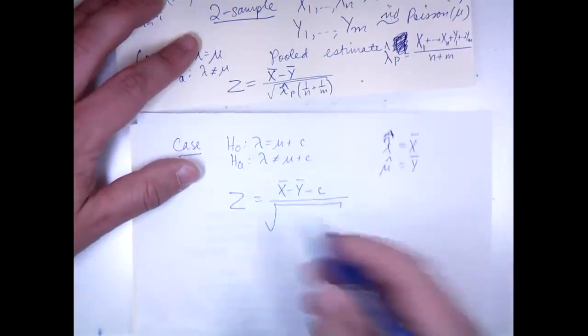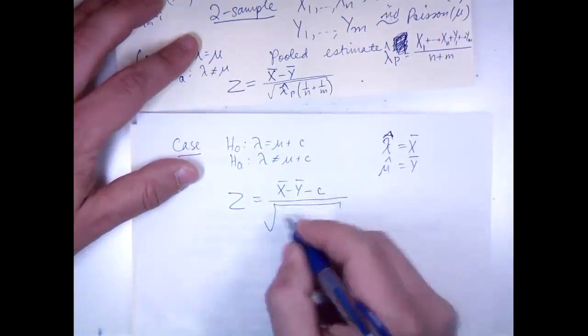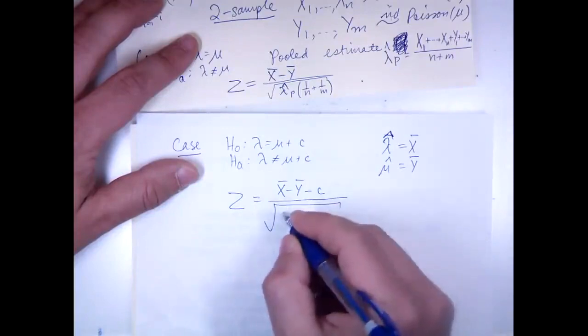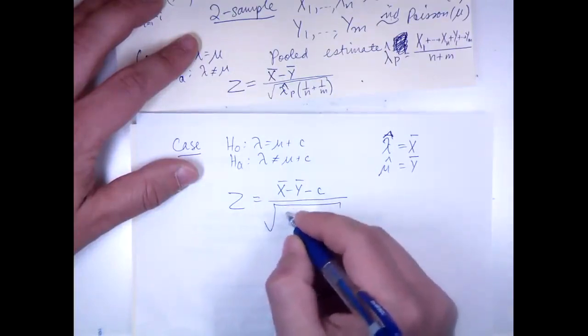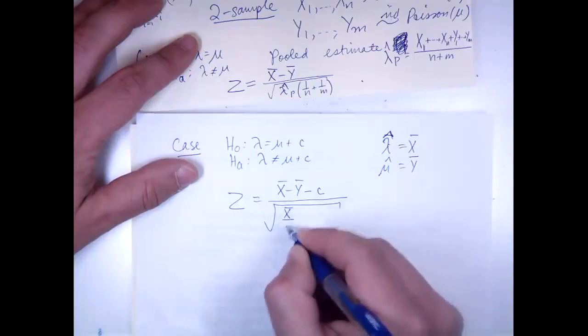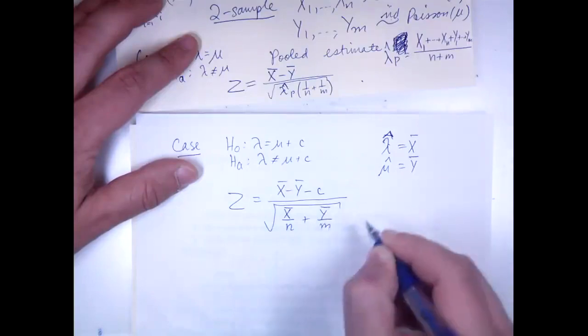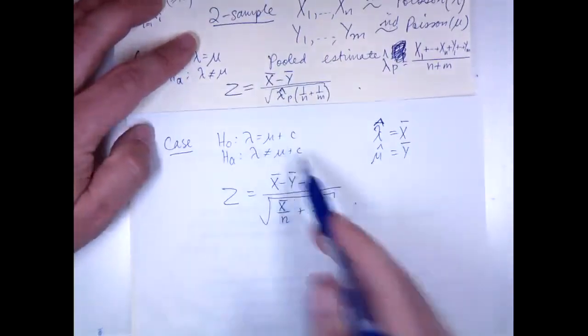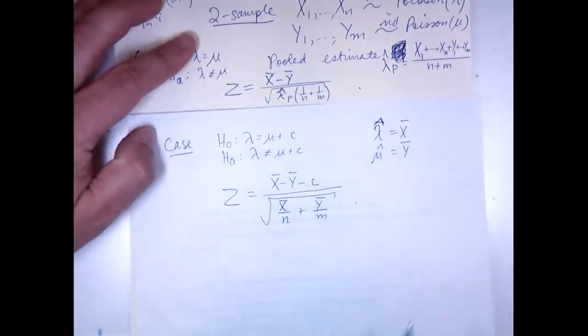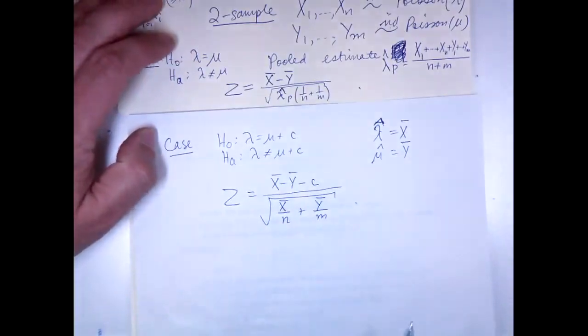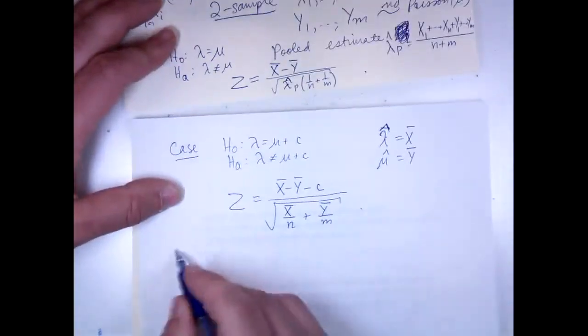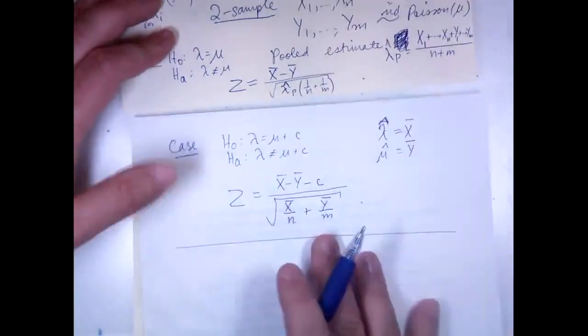So in that case, you would just put, okay, well, should I write x bar over n or y bar? Yeah, I'll write x bar over n, but that's the same as lambda hat over n plus y bar over n. Yeah, that's it. So in that case, it's slightly less precise because you weren't able to pool your estimate. Okay, so that's all I want to say about Poisson. You could do one or two-sided with that.